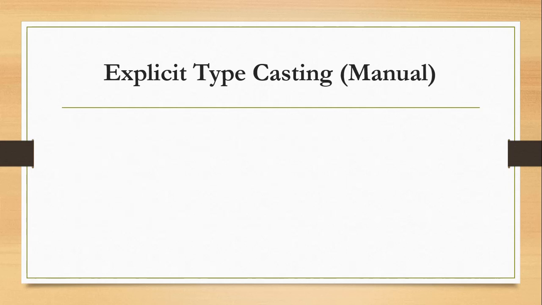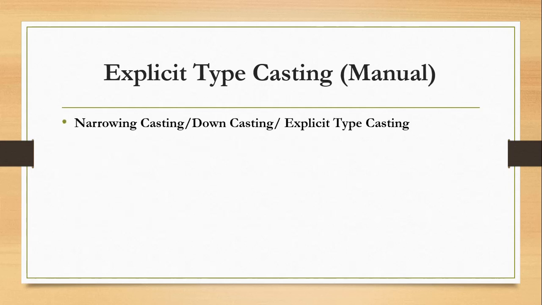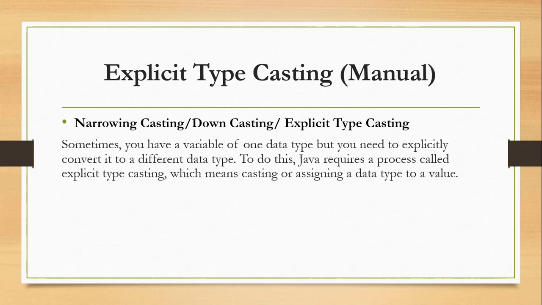The explicit typecasting, or the narrowing casting, or downcasting. Sometimes you have a variable of one data type but you need to explicitly convert it into a different data type. To do this in Java, you require a process called explicit typecasting or downcasting, which means casting or assigning a data type to a value.